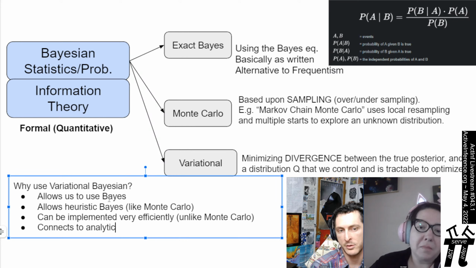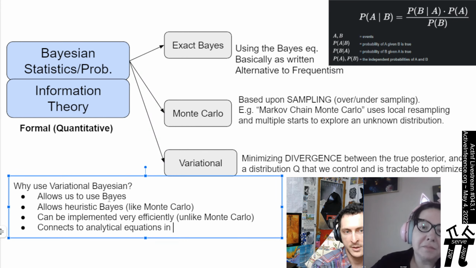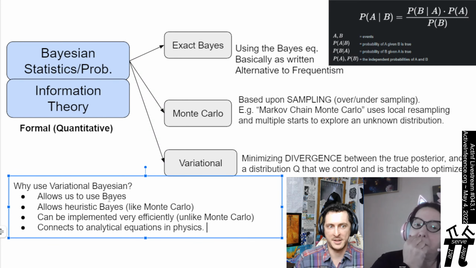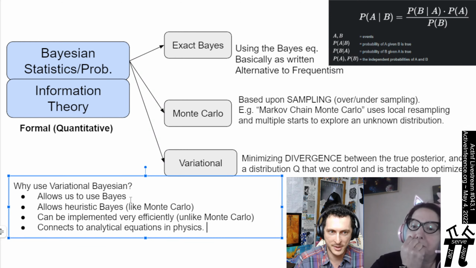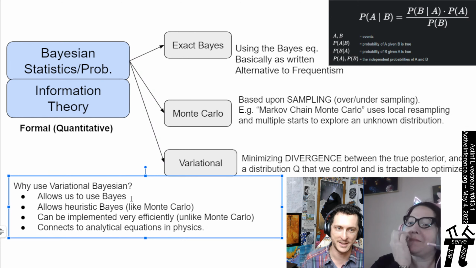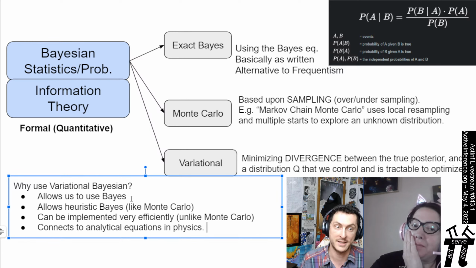to analytical equations in physics. So it's almost like Monte Carlo is like a computer scientist's approach. It's like, how much RAM do we have? How many processors do we have? How big is this data set going to be? And then there's no analytical equation or closed form for Monte Carlo. It's like engineering.